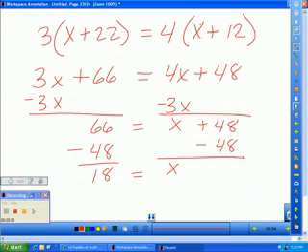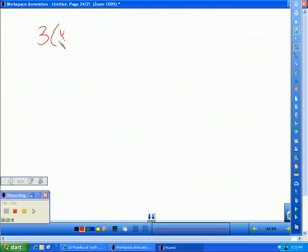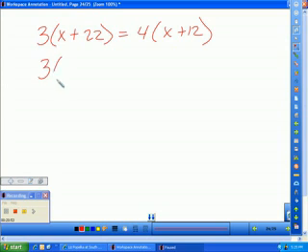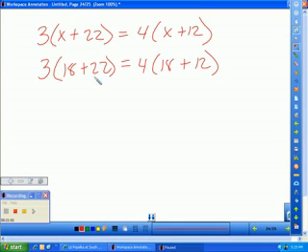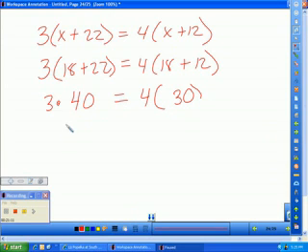my work. So I'm going to substitute 18 in. So instead of 3 times x plus 22 equals 4 times x plus 12, I'm going to put in 18 for all my values of x. 18 plus 22 is 40. 18 plus 12 is 30. 3 times 40 is 120. 4 times 30 is 120. I know I did it right.